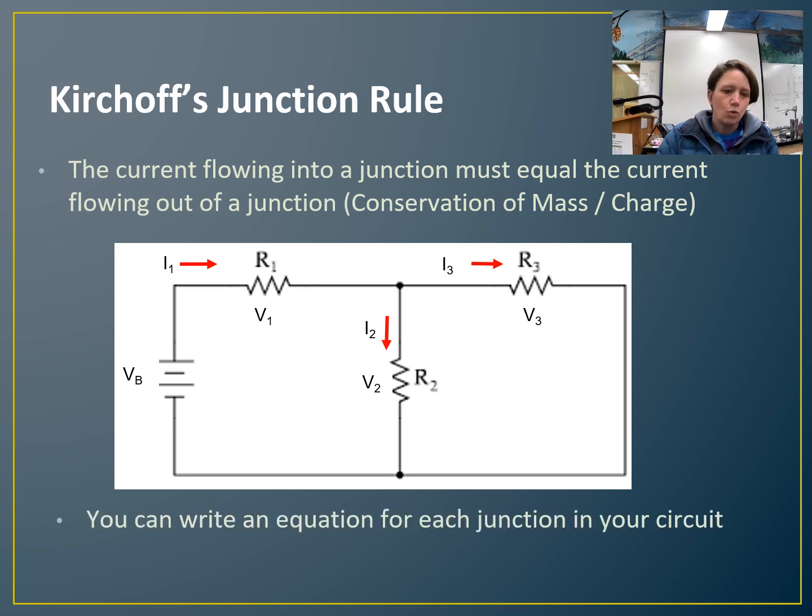So you can make an equation for each junction in your circuit. For example, for that top junction, you could write I1 equals I2 plus I3, because you have I1 going in and I2 and I3 going out. You could also write an equation for the bottom junction, and that would look something like I2 plus I3 equals I1. You can see those equations are essentially identical, but the point is that you can write this equation for any junction in your circuit.